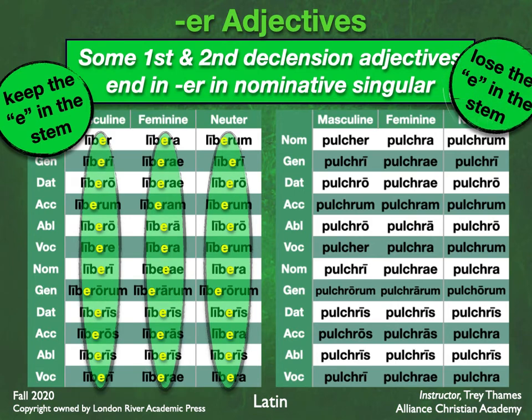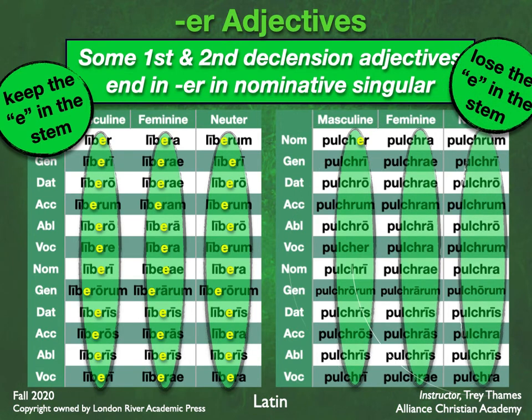So it's liber, liberi, libero, liberum, etc. In the feminine, it's libera, liberae, liberae, liberam, etc. Neuter: liberum, liberi, libero, liberum, etc. So there's an e throughout the declension of this word. So it keeps the e.